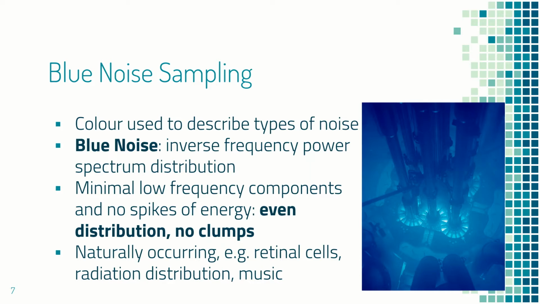The minimal low frequency components means there's fewer spikes of energy, but most importantly, there needs to be an even distribution of these spikes. So we don't want any clumps of particles, and we need a nice even distribution. Now, I just mentioned Cherenkov radiation, but these also occur in all sorts of other areas, such as in cell growth, so in retinal cells, cells in your eye. They also exhibit good blue noise properties in terms of the distribution of cells, and it also occurs naturally in music.